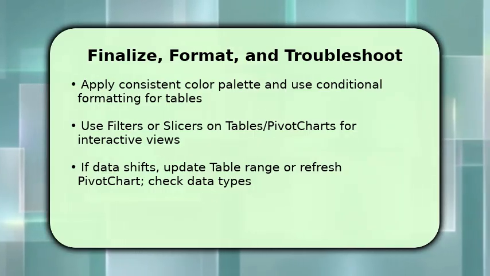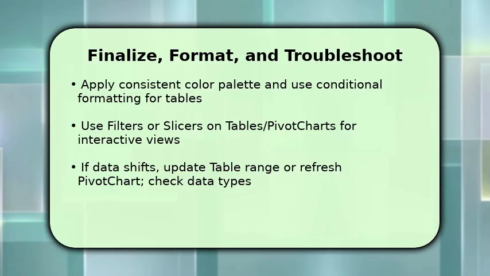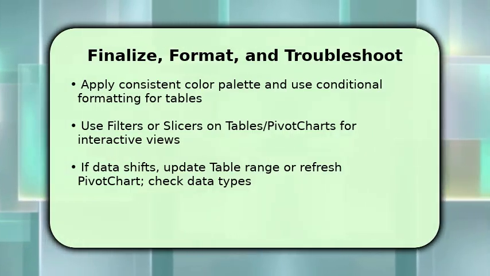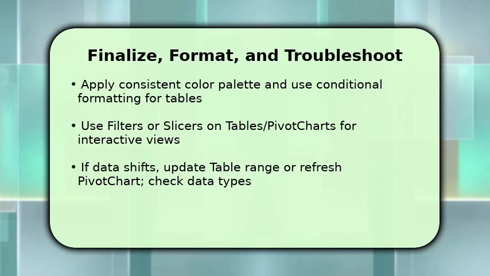If something goes wrong, labels missing or series blank, refresh the table or pivot source, check for text in numeric fields, and make sure your selected range still includes new rows.